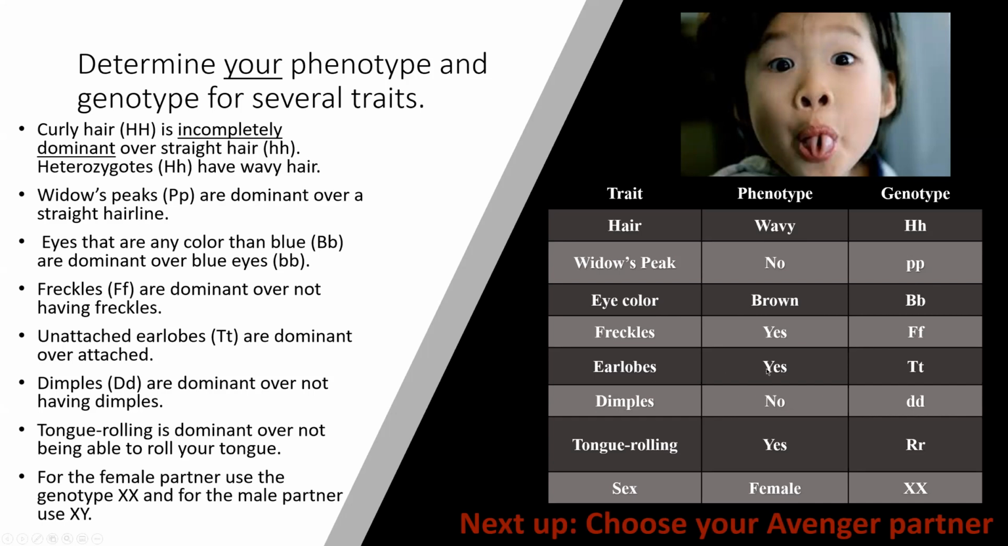And then earlobes, again, yes. So I'll be capital T, lowercase t. And this is all here determining what your genotype will be. Dimples, I don't have dimples, so I have two recessive alleles for dimples. Tongue rolling, yes, I can roll my tongue, so I picked the heterozygous example here. And for sex, I am a female, so that means I'm going to have 2 X chromosomes. If you are a male, you will use the XY chromosomes here.